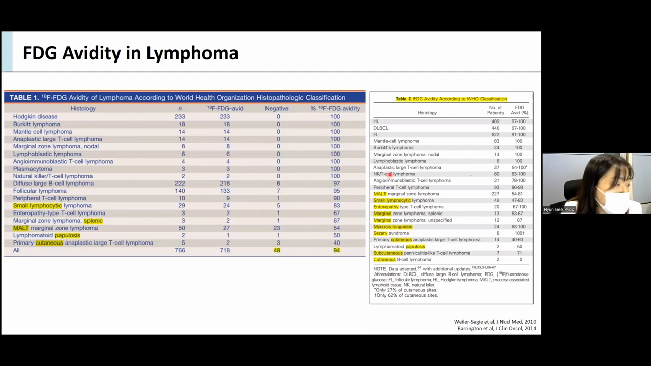As I mentioned in the previous slide, there are various kinds of subtypes of lymphoma, more than 90 types of lymphoma. And these various kinds of lymphoma have different types of FDG PET avidity. As you can see in this slide, various kinds of lymphoma have different avidity to the FDG PET.